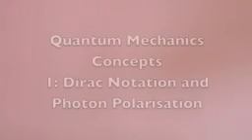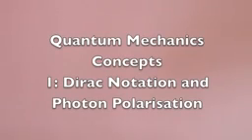Hello, today we're going to start a new series on quantum mechanics concepts, and we're going to start with Dirac notation and its simple application to polarization of photons. Before I start, you are about to see some weird notations, and when I first encountered them, I asked myself two questions, which you yourself might be asking.